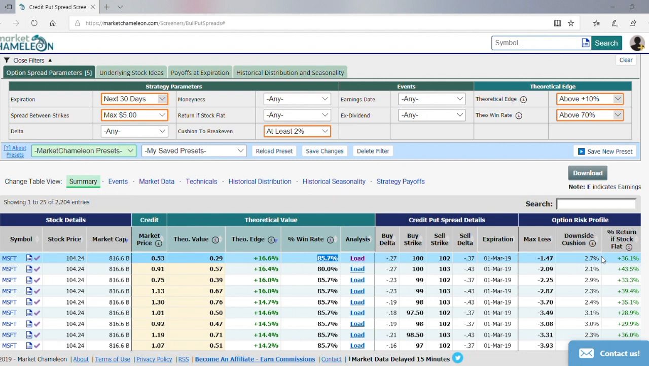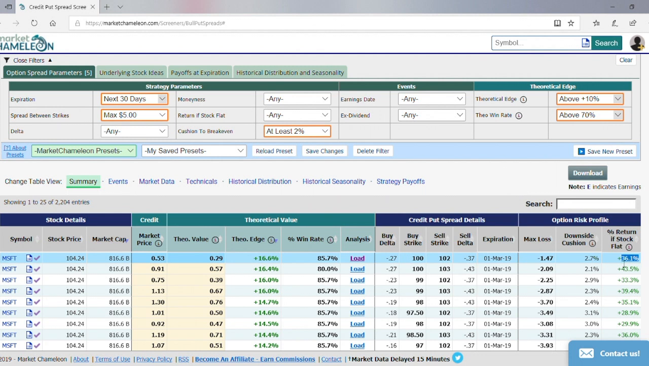Over here, we also have a downside cushion of 2.7%. So what this is saying is, Microsoft right now is at 104.24, which is above these strikes. So you still have room, even down to 102. You're still collecting all that credit. So you have a 2.7% cushion until you break even.